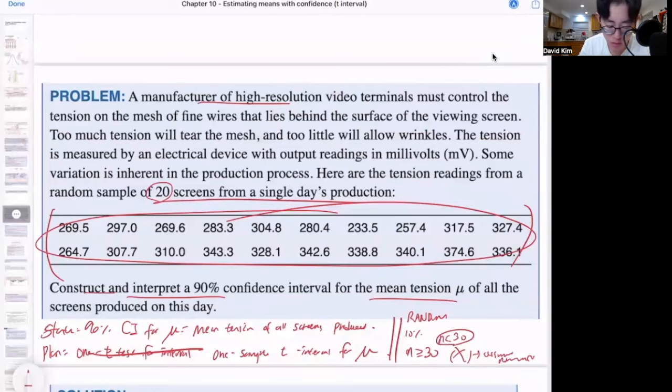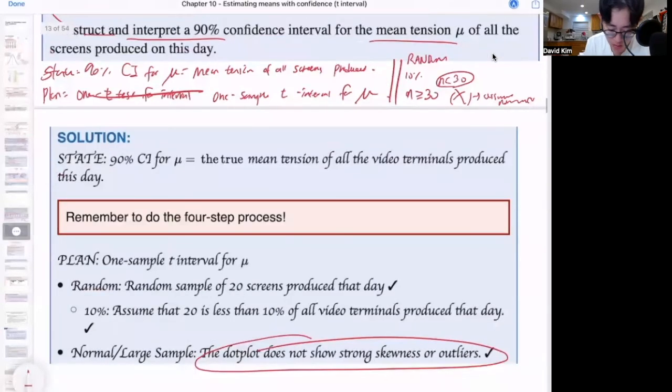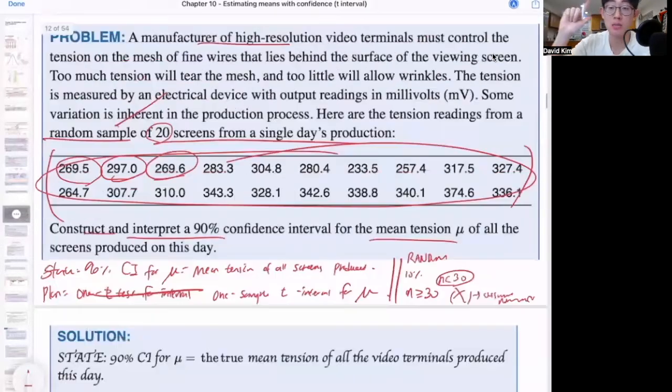10% of all the screens from a single day's production. The tension readings from each of these samples, I believe they're going to be independent from one another, as long as it's a random sample, which is a check. So here, if you take a look, 10% of all video terminals produced that day is greater than 20, the sample size, which is a check. And so that is the state and plan portion.